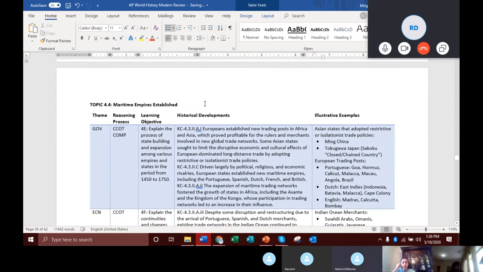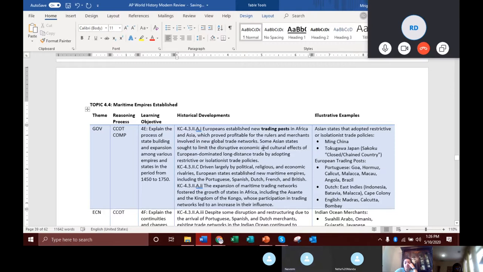Maritime empires are established. This is where we're going to have a lot of examples. So state building, this is governance. And we're looking at new trading posts in Africa and in Asia, right? This is part of that trading post empire that we were looking at with the Portuguese.